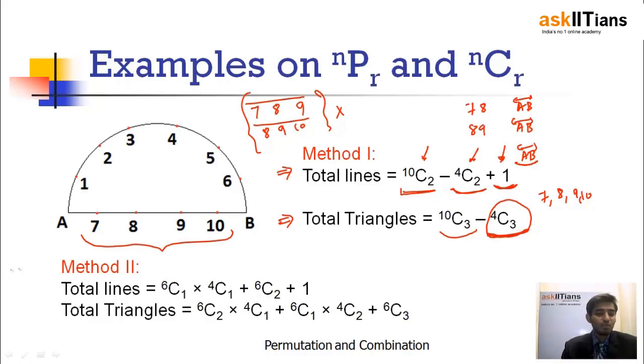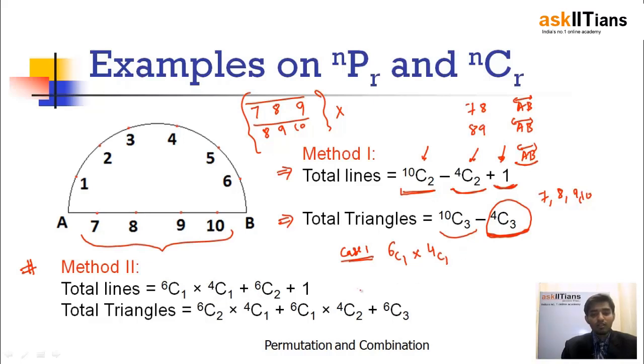Or you can use the second method, that is, we will make separate cases and then we will count. We will take the non-collinear points separately and we will take the collinear points separately. So if I want to count the total number of lines, there can be 3 cases. Either I can take any 1 point out of these 6 non-collinear points and join it with any 1 point from the 4 collinear points. So I will get 1 line.